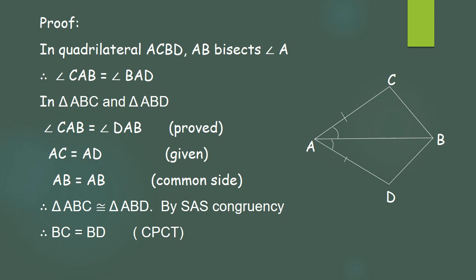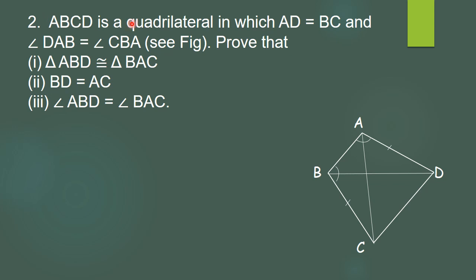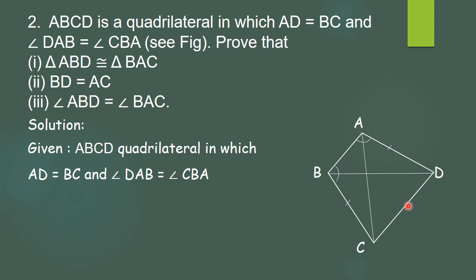Now this was the first sum. We will start with the second sum. ABCD is a quadrilateral in which AD is equal to BC, given, and they have given angle DAB is equal to angle CBA. They have asked us to prove these three parts. Now always, whenever we start with the question, we have to draw the diagram, then write the given. The diagram is already drawn. Given: what is the given? ABCD is a quadrilateral, AD is equal to BC and DAB is equal to CBA, whatever is given. Then prove that. We have three parts to prove.